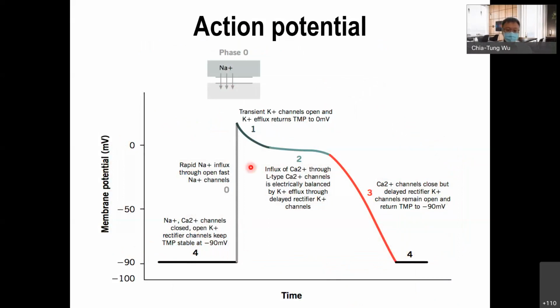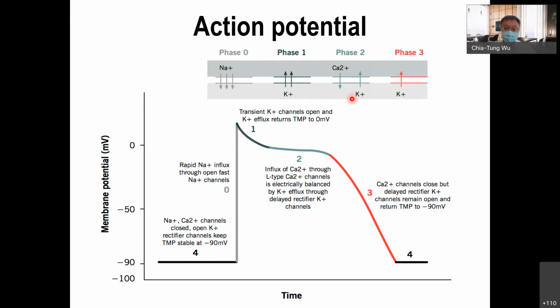This is the action potential of our heart. At phase 0, when the cell membrane depolarizes from -80 to positive, the sodium channel opens. And then there's a transient outward current of potassium, so the membrane potential decreases a little bit. And then the calcium channel opens. There's an inward current of calcium to keep the membrane potential around 0 to 10.